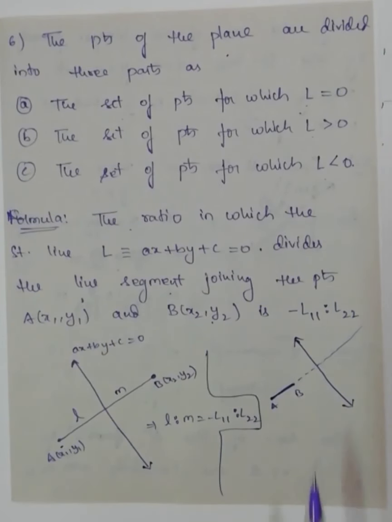In this case, we will say that the line L divides the line segment AB externally. From outside it is going to divide the line segment AB. In this case we will say that the line divides the line segment AB internally. Now using the formula also we can check in what ratio it is going to divide, either internally or externally. So I am going to give a formula now.